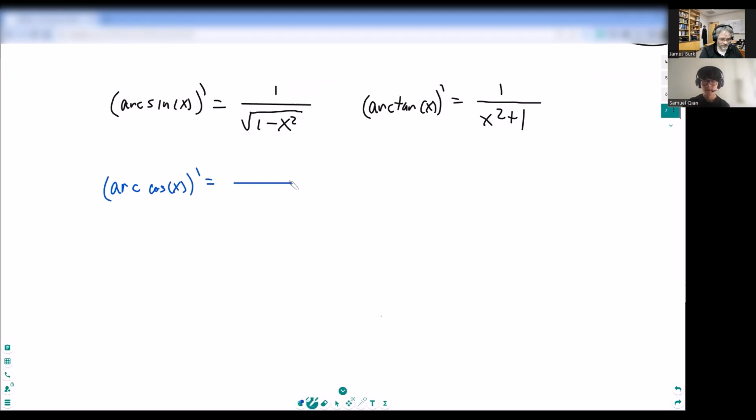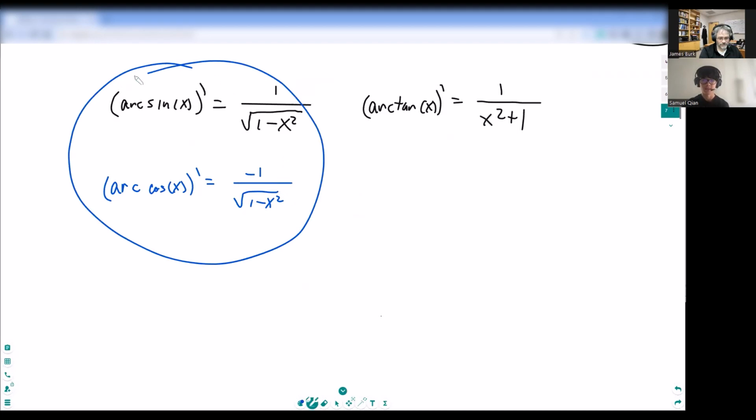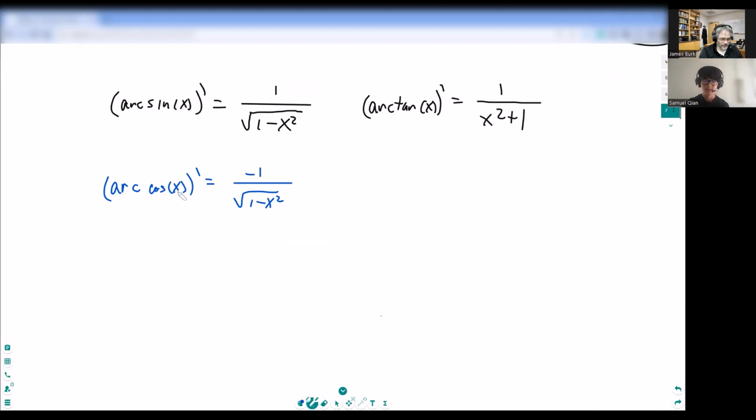can you guess what this one might be? Or can you think what this one is? Arc cosine. Oh yeah, I think it would be just negative something here to do with this. So yeah, okay. And you're never going to really use the arc cosine. Well, I won't say never, but more than likely not.